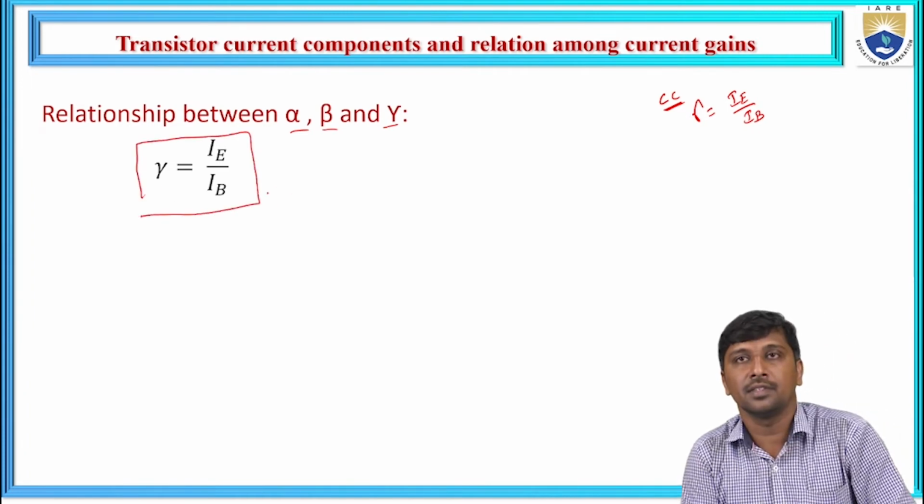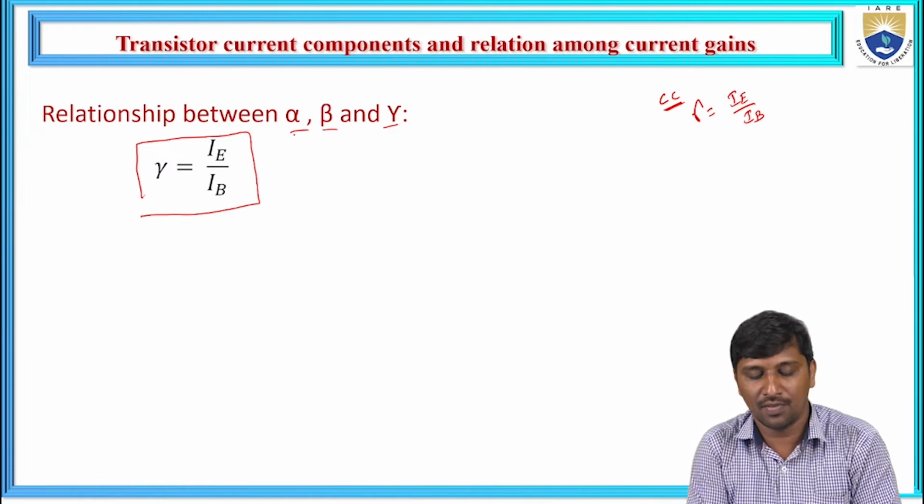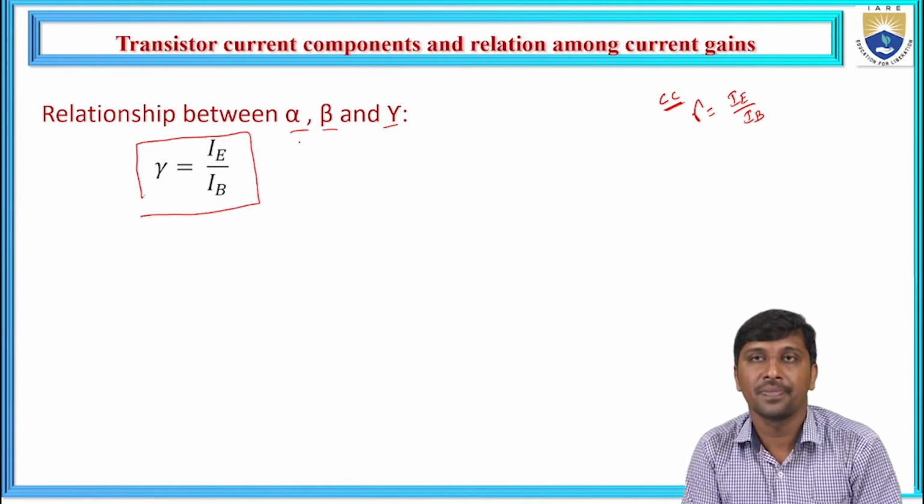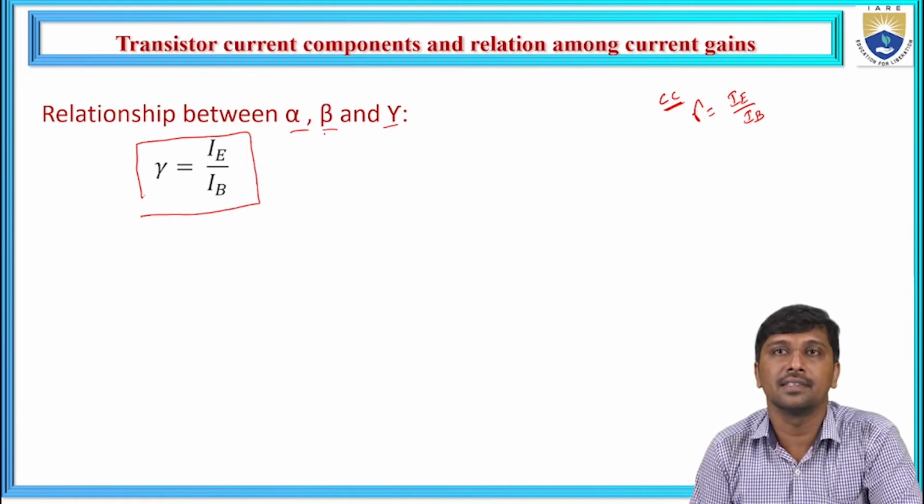So in the previous case we observed the relation between alpha and beta. Now I'm going to write gamma in terms of alpha as well as beta.